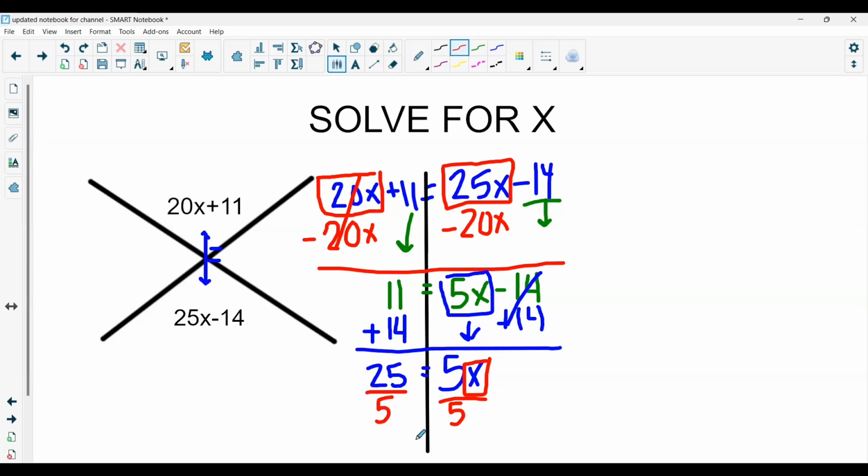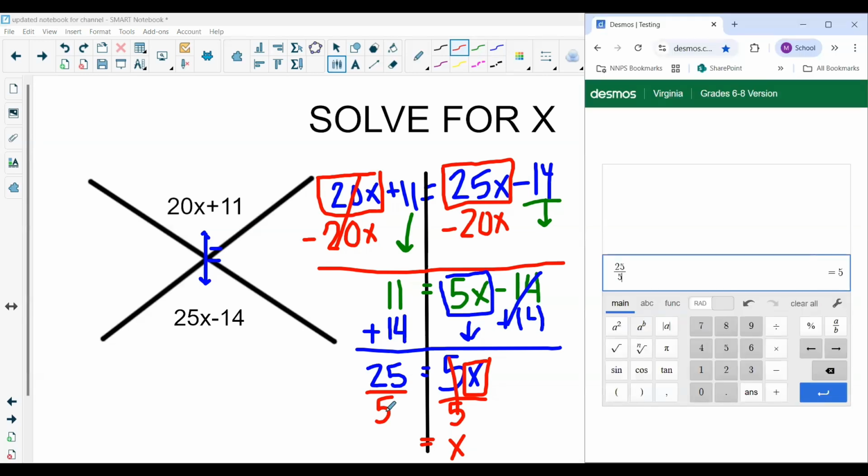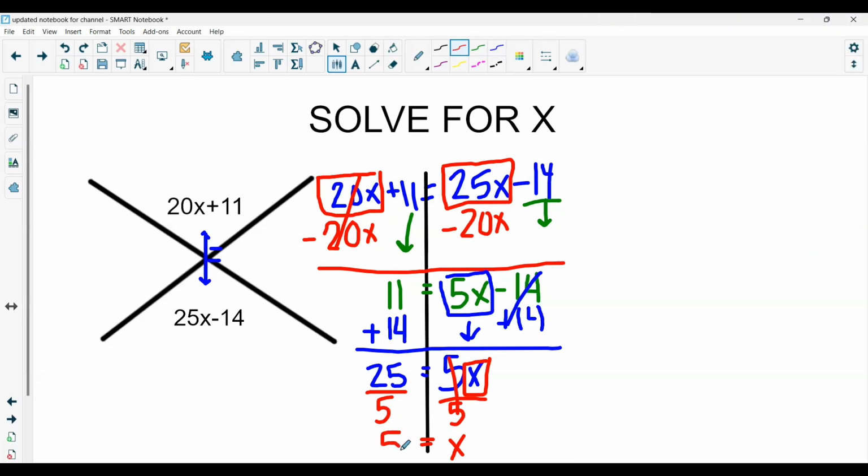Everyone should be able to do the math in their head from here, but some of us can't, and it's okay. We have our calculators. Okay, 25 over 5 is 5. So my final answer is 5.